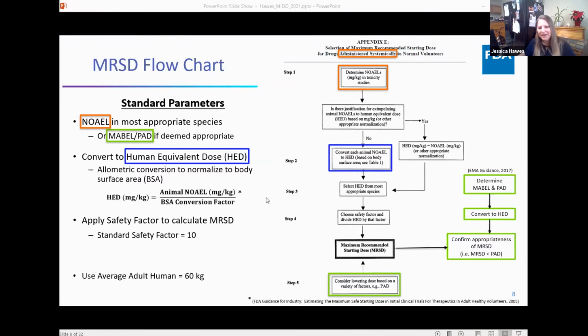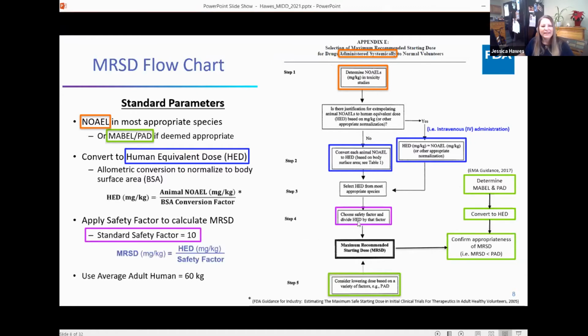So in determining the human equivalent doses, it is important to note that if the drug is administered directly into the blood circulation via intravenous injection or bolus, then there is no need for the allometric conversion factor. The MRHD is then calculated by dividing the HED by the most appropriate safety factor and multiplying by the average human weight for an adult, which is still considered to be 60 kilograms by most regulators.